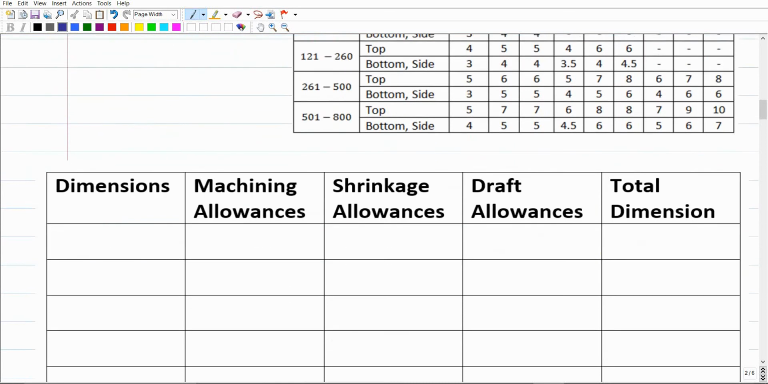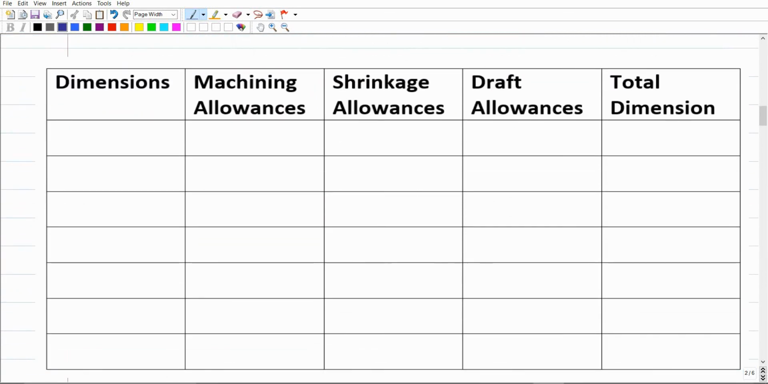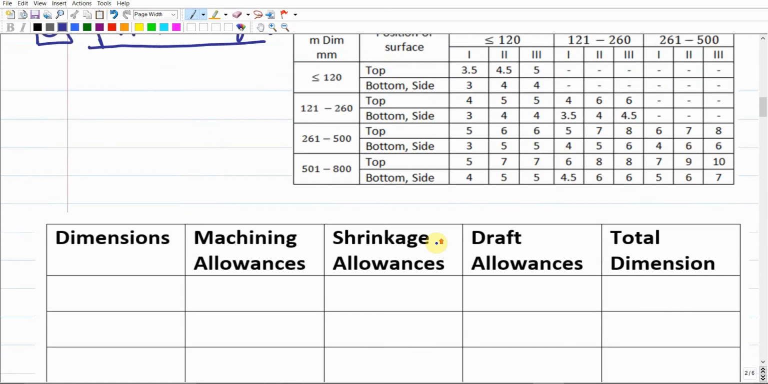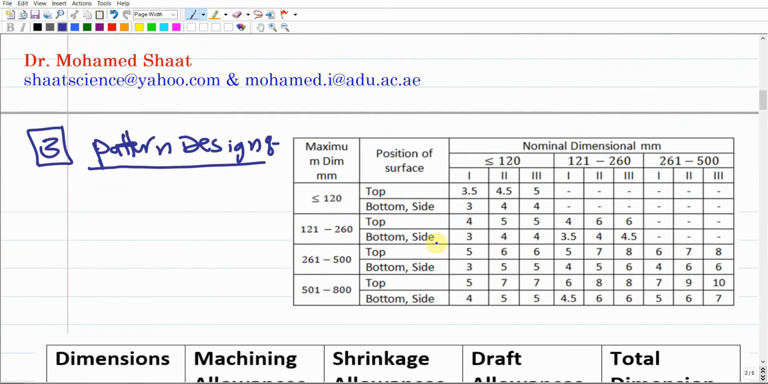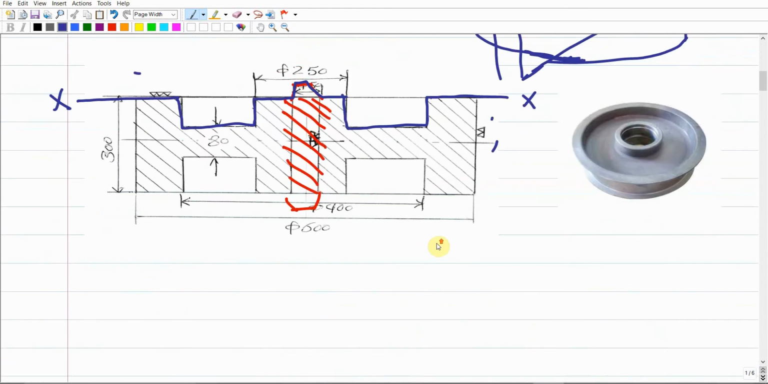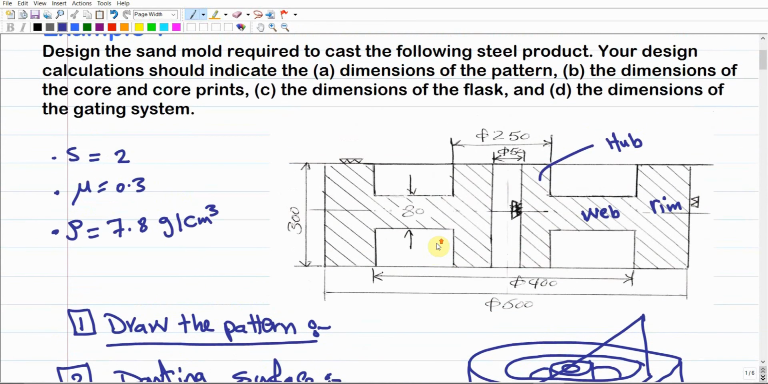And in this step, we agreed that we're going to form this table and fill the dimensions in this table, to work on the machining allowance, the shrinkage allowance, the draft allowances, and the total. Then we're going to calculate the total dimensions for the bottom, and that's it for the bottom design. But there is something that I'd like to discuss here.